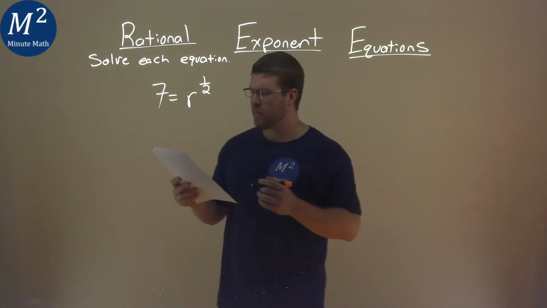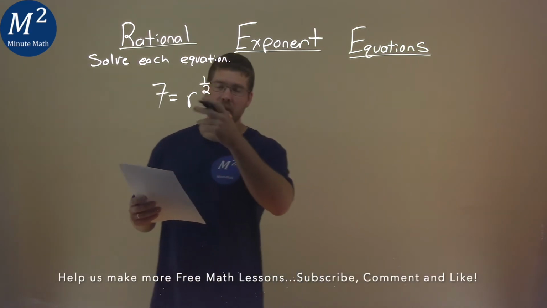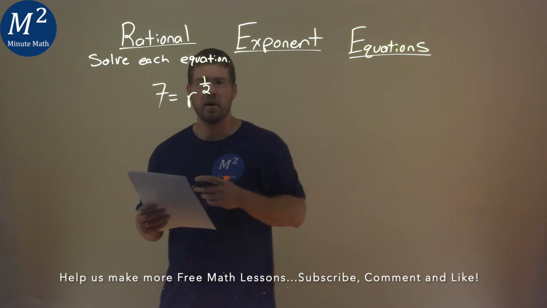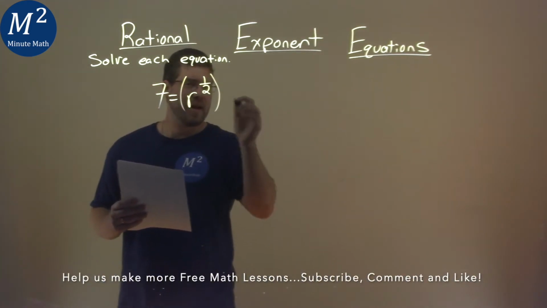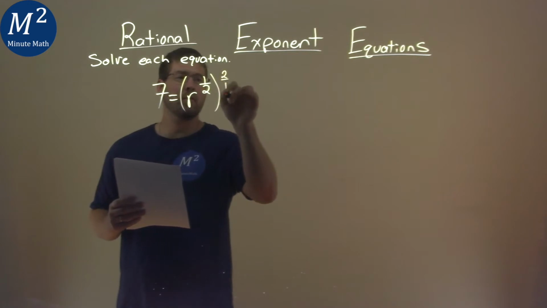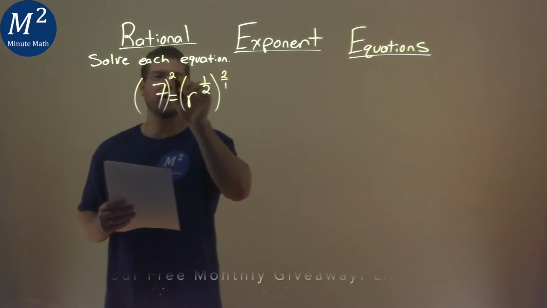We're given this problem right here: 7 equals r to the 1/2 power. I'm going to solve this equation. Well, I start with my exponent, 1/2 power. To get rid of that, I raise both sides to the 2/1 power, or the second power. But make sure it goes to both sides.